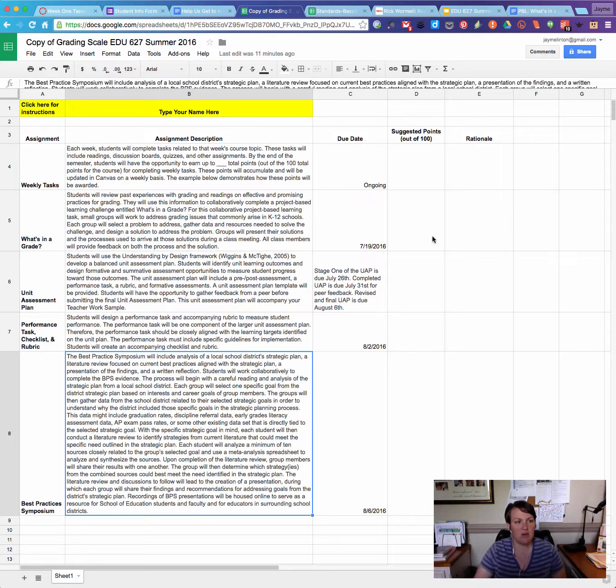On this spreadsheet, you'll see a list of each of the major assignments for the semester. You'll see a description of those assignments. You can also visit our Canvas page if you want to learn more about each assignment. You'll see the due date for each assignment, and then there's a place where I would like for you to enter a suggested amount of points for each assignment, and then give a brief rationale as to why you think that assignment should be worth that amount of points.